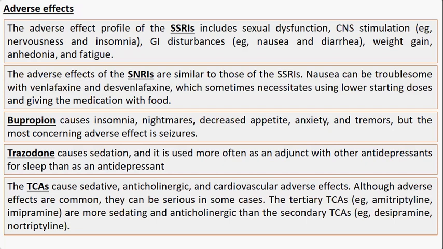So we will start with the selective serotonin reuptake inhibitors. The adverse effect profile of this class of agents includes sexual dysfunction, CNS stimulation, for example, nervousness and insomnia, and also patients might develop GI disturbances such as nausea and diarrhea, and also weight gain, and also patients might develop anhedonia. These terms may be new to you, as they relate to psychological disorders or the drugs used to treat them.